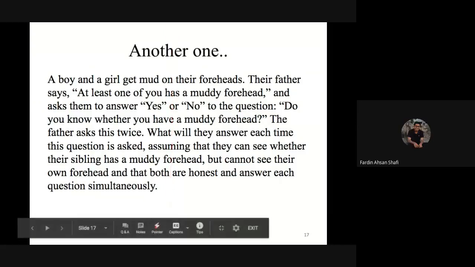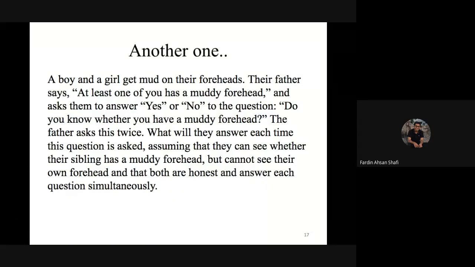Yes. Also we have to take into account that the reason the other person said no is the same reason I said no. Yes, exactly. So now let's build on that. Now, let's think of the boy, for example.